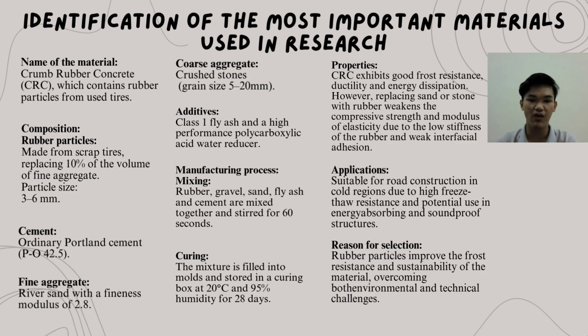However, replacing sand or stone with rubber weakens the compressive strength and modulus of elasticity due to the low stiffness of the rubber and weak interfacial adhesion. Application: suitable for road construction in cold regions due to high freeze-thaw resistance and potential use in energy-absorbing and soundproof structures. Reason for selection: rubber particles improve frost resistance and sustainability of the material, overcoming both environmental and technical challenges.